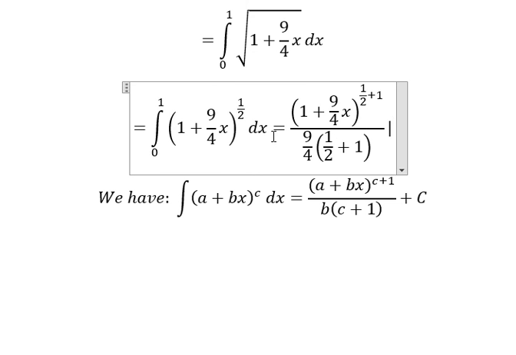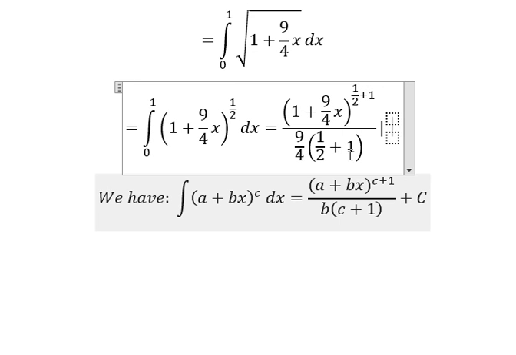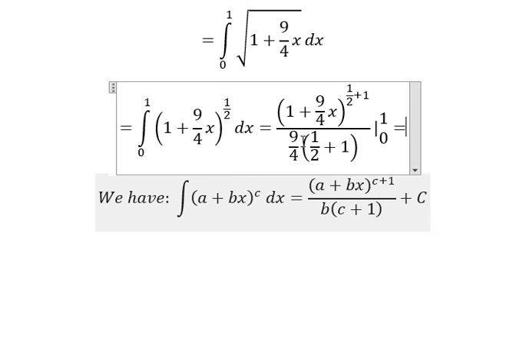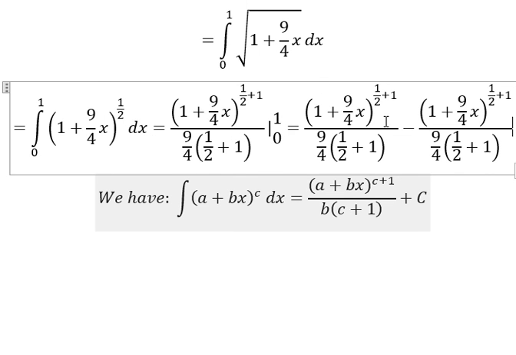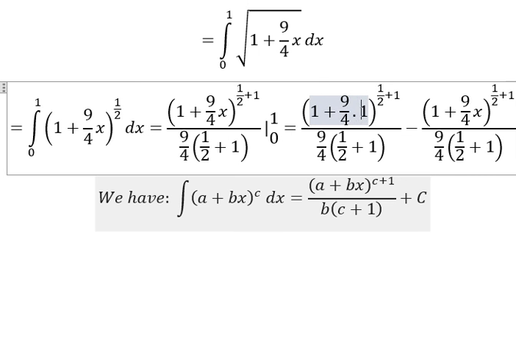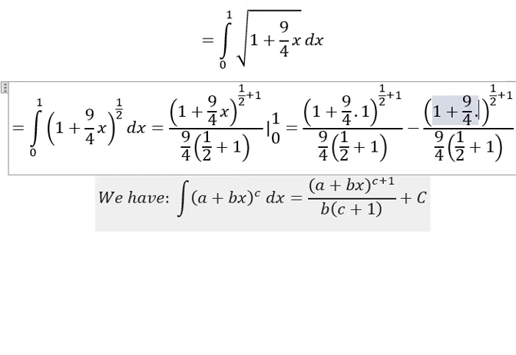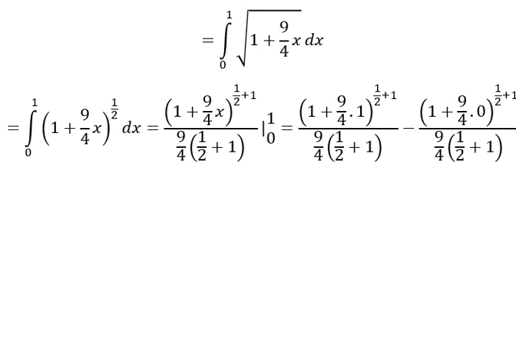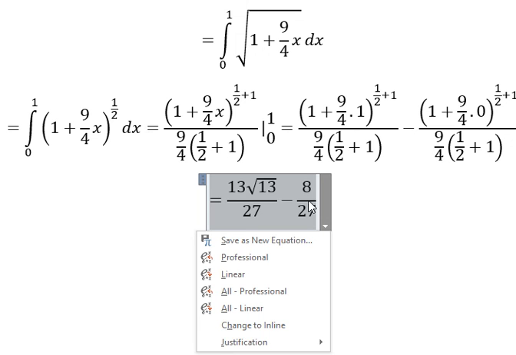Now we can put the bounds from 0 to 1. And then we have the final answer. If we simplify, you will have this answer like this.